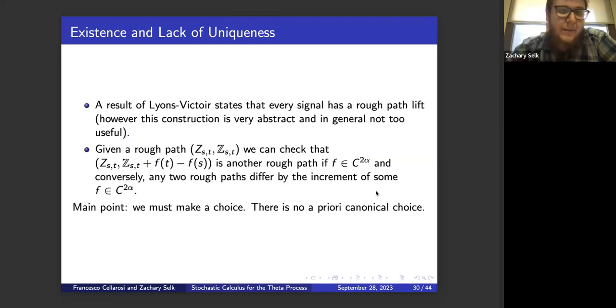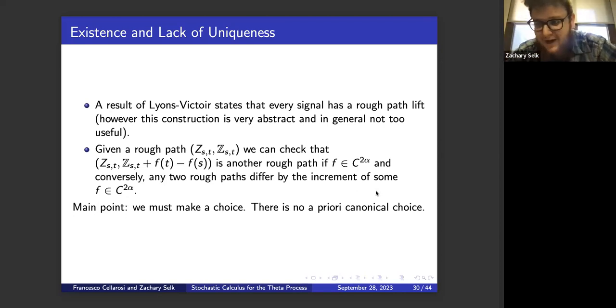So let me just mention the existence of a rough path lift and the lack of uniqueness, right? There's this result from Lyons and Victor in like 2009, which says that if you have a signal that's alpha Hölder between 1/3 and 1/2, I think they might have even done more general than that, then it does have some abstract lift. There is some second order process that satisfies the conditions that we said before. But the problem is it's a very unnatural lift.